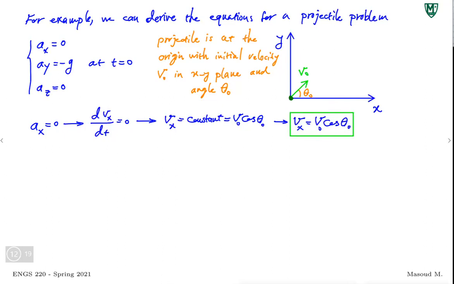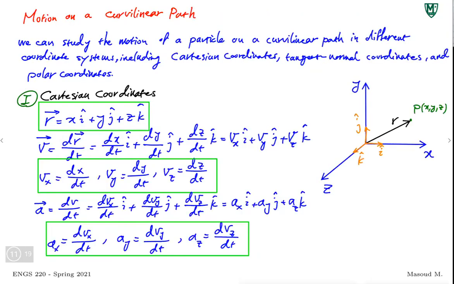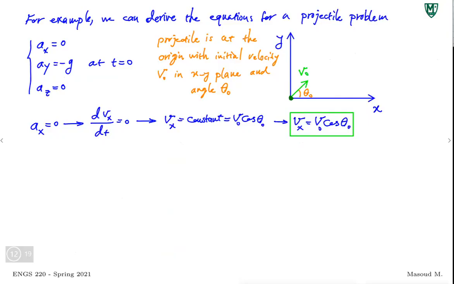That's what we got from ax equal to 0. Now from ay equal to minus g, I don't know where to get that, we'll see what we get from there. Actually, let's continue this line of thought. We have vx now, so we can find more. Now, vx is dx dt, so vx is equal to dx dt is equal to v naught cosine theta naught.